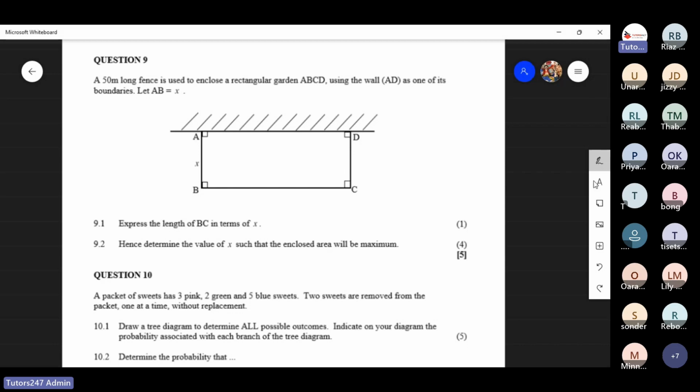Now that 50 meters of fencing wire encloses a wall. So that wire is only what I highlight. Take note of that. The wire is only A, B, C, D. Please take note that the back represents the wall, not the wire. So this area that they've got with these diagonal lines, this is the wall. There's no wire by the wall.